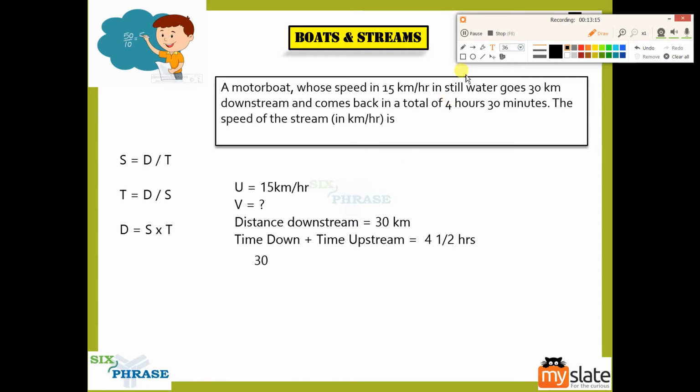So time taken to go down is distance by speed. Distance is 30. What is the speed? The downstream speed is U plus V, so I'll write 15 plus V, in brackets. So it is 30 by (15 plus V).